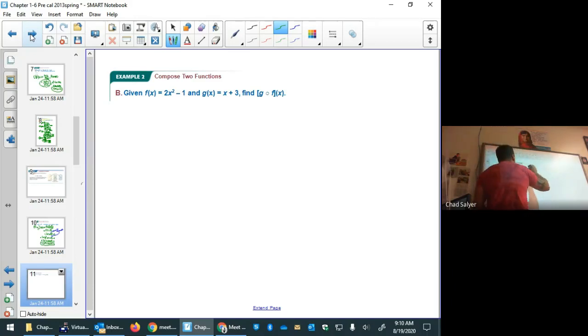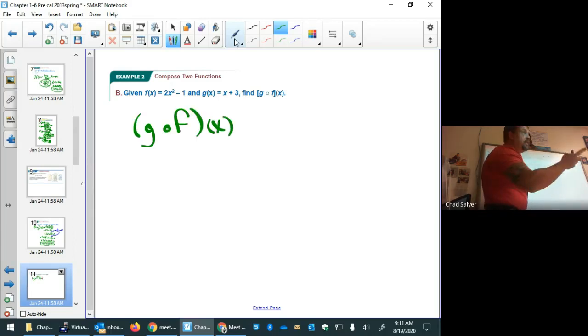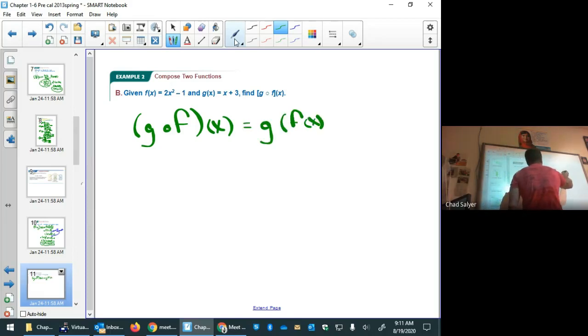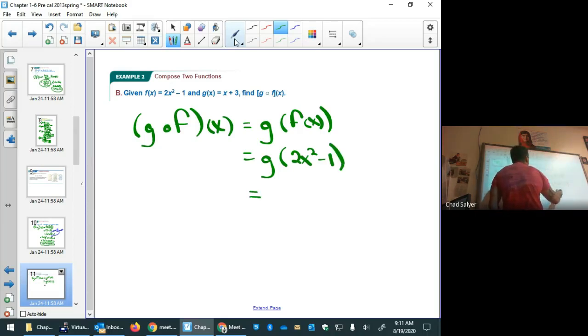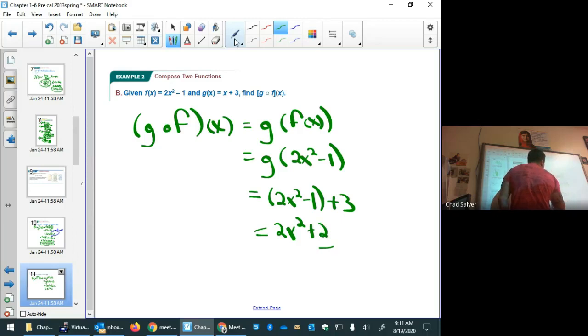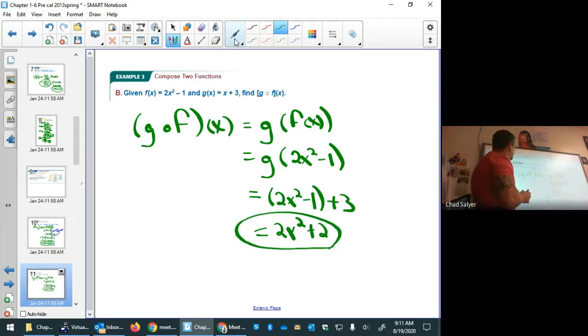All right. So here they asked us to find g of f of x. They will not be the same. This operation is not commutative. So I can't switch the order and get the same result. It will be different. So this is g evaluated at f of x. And the same process would apply. This is g of 2x squared minus 1. And so this is 2x squared minus 1 plus 3. And so that's 2x squared plus 2. Much easier in this direction.